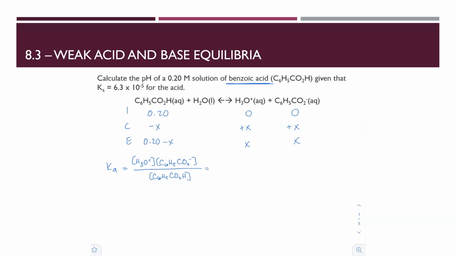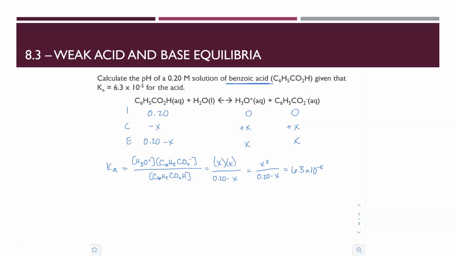And then we're going to plug in the values that we have for each of these. So we have X times X divided by 0.20 minus X, which is X squared over 0.2 minus X. And then we're given the Ka value. So we're told that the Ka is 6.3 times 10 to the negative fifth.